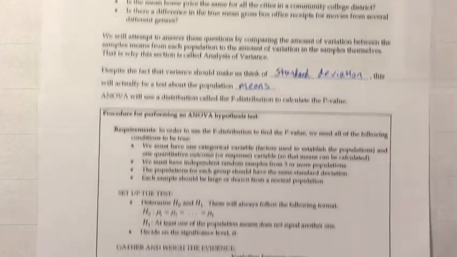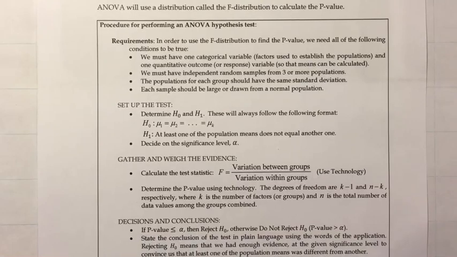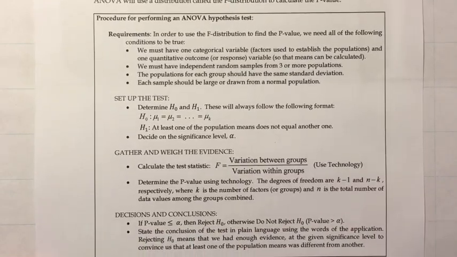All right, let's go ahead and look over the procedure for an ANOVA test. I'm going to run through the whole procedure and talk about it a little bit in terms of the examples up above. But to really clarify what's going on in this box, we need to hit an example, which we'll start on the next page. So first of all, the requirements that we have are based on making sure the F distribution is solid so we get a good calculation of our p-value. And we need all the following things to be true for that. We have to have one categorical variable, which are the factors used to establish the populations, and then one quantitative outcome variable, or response variable, so that means can be calculated.